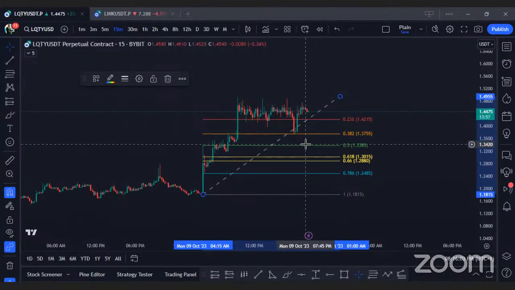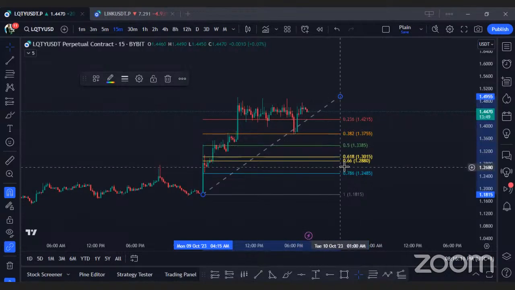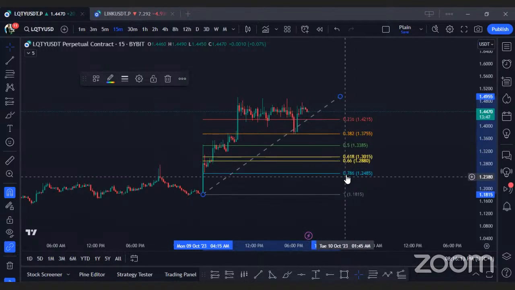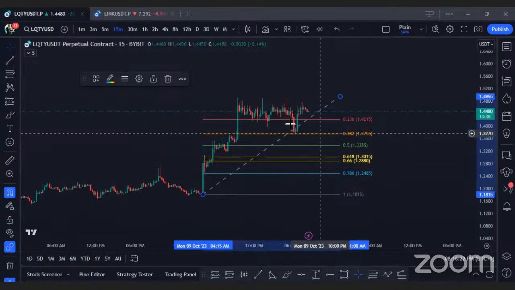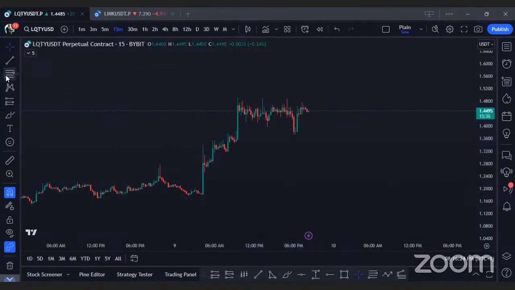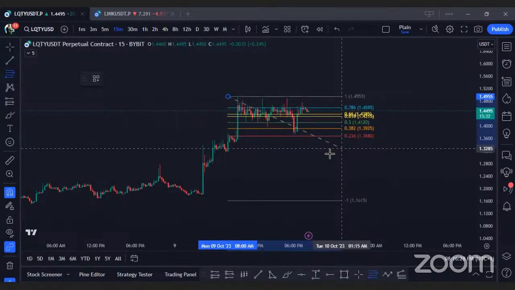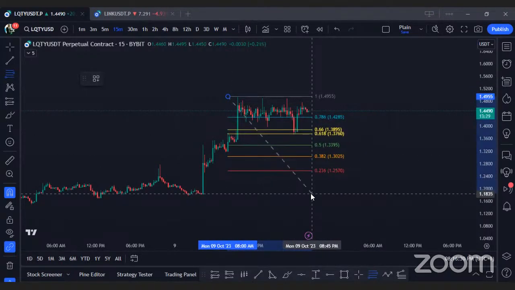So for that pullback, I'm using the Fibonacci retracement tool to look for possible support areas. The 0.382 could be a support area, the 50% level could be a support area, the 0.618 could be a support area, likewise the 0.786 will equally be a support area. If the price is moving down and I want to do it the other way around, I'll bring my Fibonacci retracement tool, take it from up, and bring it down to this swing low here.